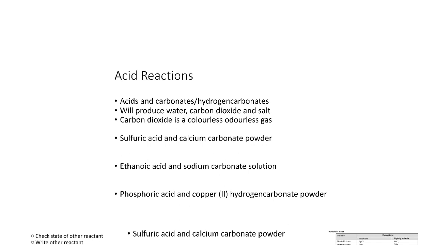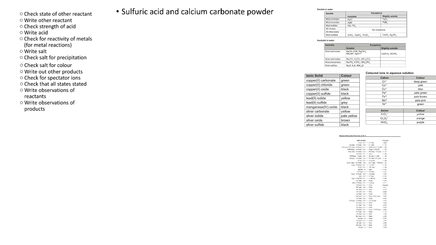Okay, so let's have a look at this first example. Okay, so sulfuric acid and calcium carbonate powder. Okay, so check the state of the other reactant. Our first thing on a checklist, calcium carbonate powder. Calcium carbonate powder is a solid, so calcium carbonate solid plus sulfuric acid. Sulfuric acid is a strong acid, so we're just going to write H plus AQ, and sulfate 2 minus AQ.